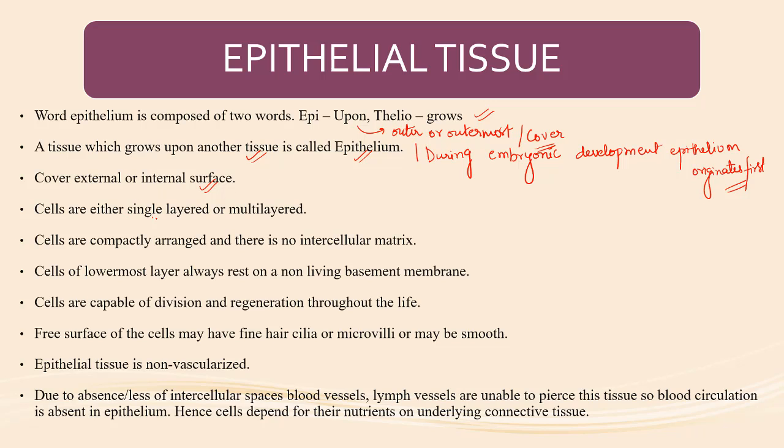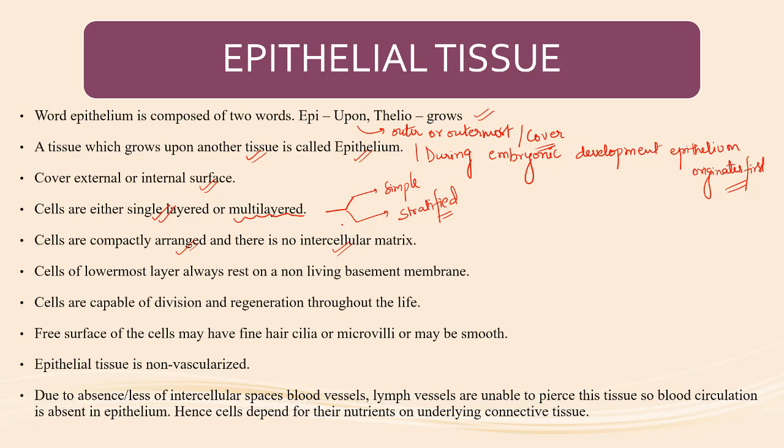In case of epithelial tissue, cells are either single layered or multi layered. It may have a simple type of epithelium or a stratified one. Cells are very compactly arranged and there is no intercellular matrix.